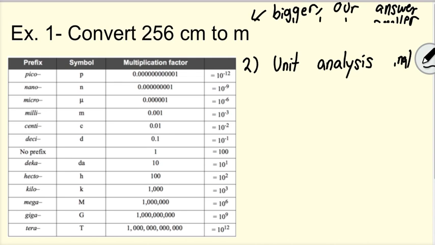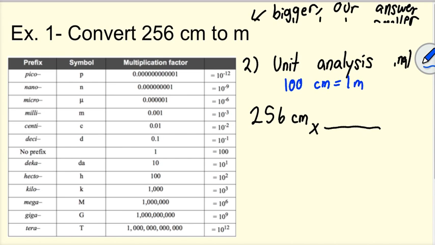Okay? So we start with our known, 256 centimeters, and then we times it by the conversion factor. In this case, the one that I know is that there are 100 centimeters in 1 meter. I know this because I memorized it earlier. That's the order of magnitude that it is different. 10 to the second is 100.